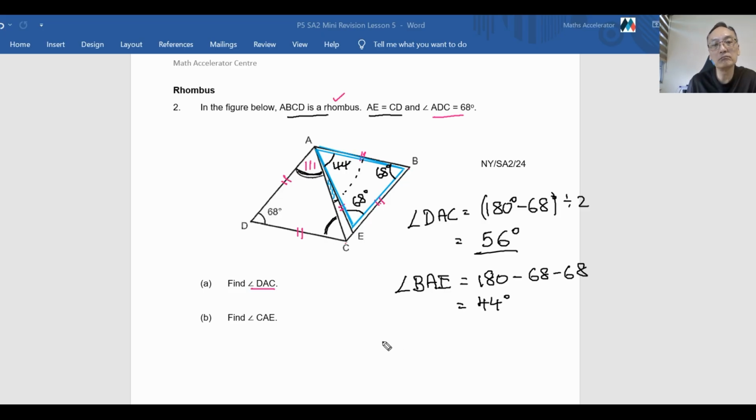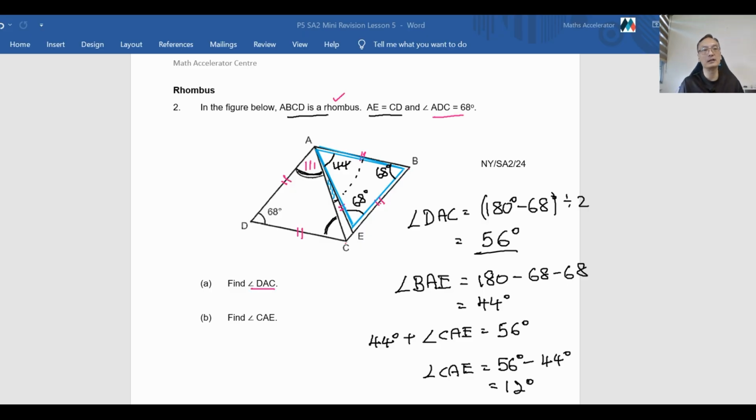Next, we know that this 44 degrees together with angle CAE will give us 56. So therefore, to find angle CAE, we simply take 56 minus 44 and we will get 12 degrees. So that's how we work out angle CAE.